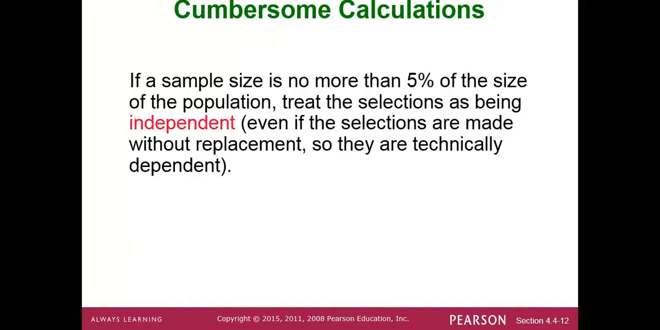We do have what we call a 5% guideline. If your sample size is less than 5% of the population, you can basically treat your selections as being independent because basically you're using such a tiny piece of a larger population.